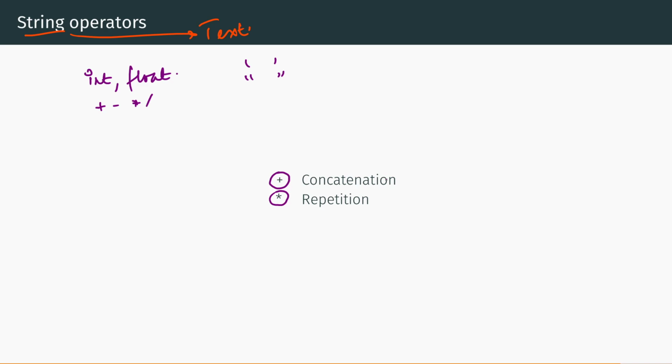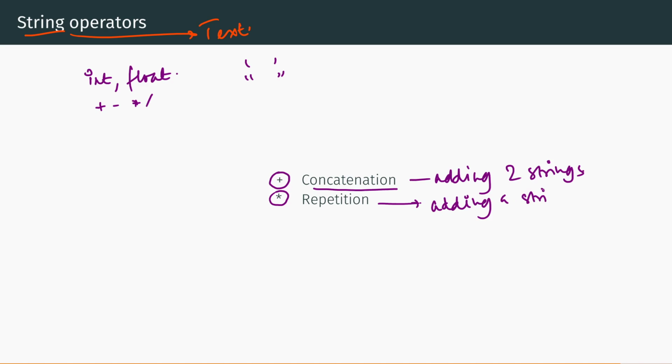The plus is for concatenation, which is adding two strings, one after the other, right? And the star is used for repetition. Essentially adding a string with itself. Okay, so this is how it works.